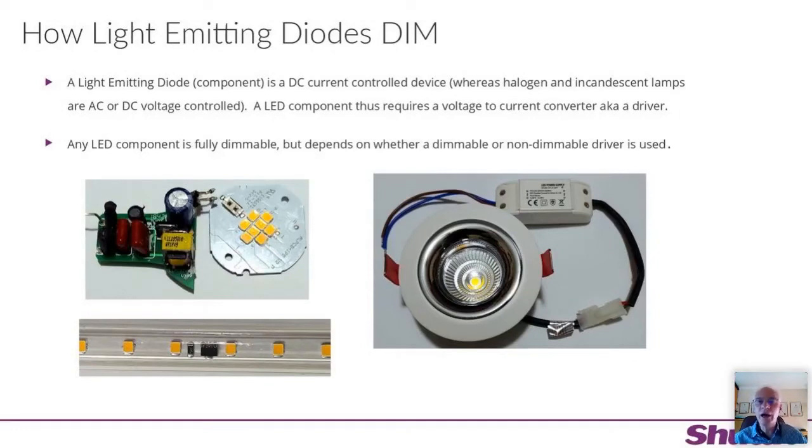Now, if you look at your classical halogen and incandescent lamps, those work with AC or DC voltages. You can, for instance, think about your halogen lamp that you have in your house. It works with AC voltage. Your halogen lamp that you have in your motor vehicle works from 12 volt DC. It's very forgiving, whereas a light emitting diode, the component, has to be controlled very, very accurately. So if you want to operate your light emitting diode from a mains voltage, you have to have a voltage to current converter, or as it's better known in the market, a driver.